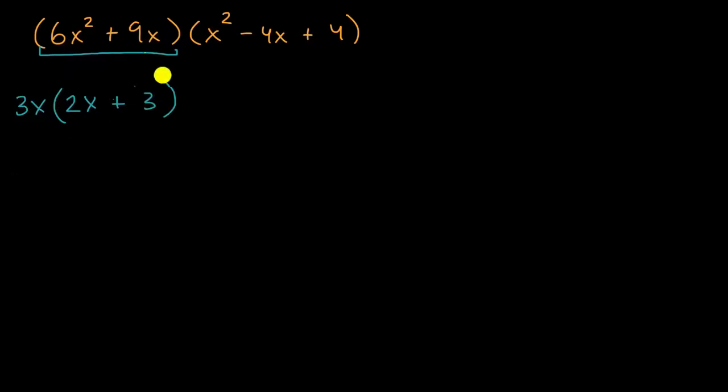And then what about this second expression right over here? Can we factor this? Well, you might recognize this as a perfect square. Some of you might have said, hey, I need to come up with two numbers whose product is 4 and whose sum is -4. And you might say, hey, that's -2 and -2. And so this would be x minus 2. We could write x minus 2 squared, or we could write it as x minus 2 times x minus 2.